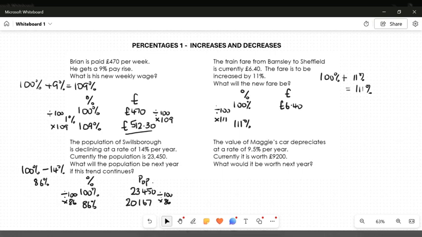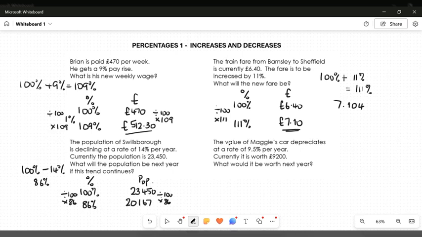So £6.40 divided by 100 times by 111. On my calculator, it comes up as 7.104. Now remember, money has to be 2 decimal places. So £7, and it's either 10 or 11 pence. Well, it's closer to 10 pence, so it's going to be £7.10. Always 2 decimal places for money.